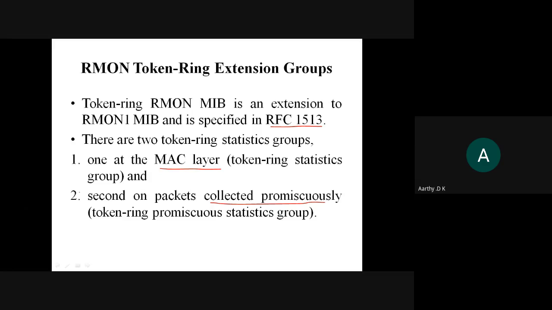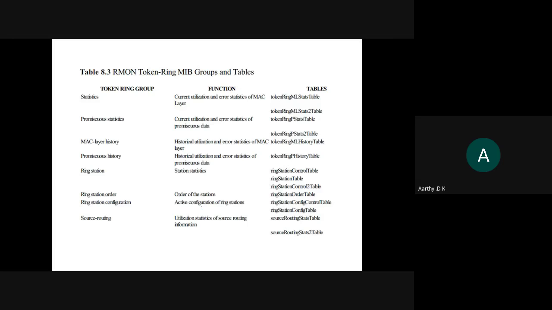So one group collects information about the network, and the second one contains information about the network in promiscuous mode, that is in terms of the packets. And these are the different groups and tables that we have for the extended version of remote monitoring. So we have this statistics group, we have this promiscuous statistics, we have the MAC layer history, and all those things. What this MAC layer statistics will do is collect data on the token ring parameters.